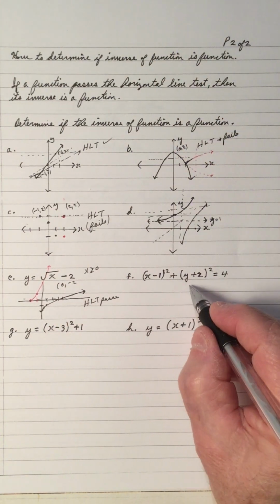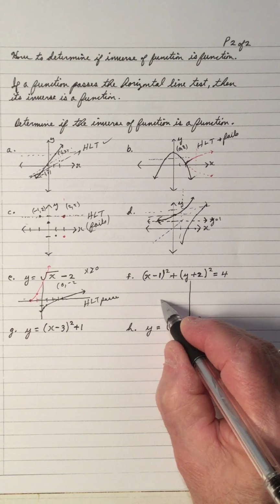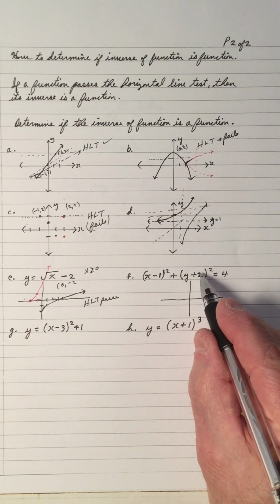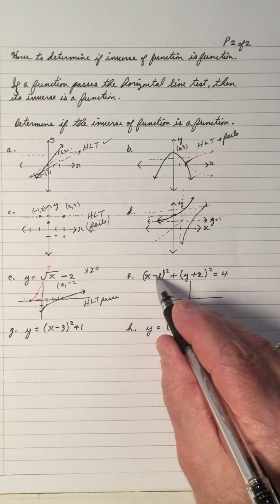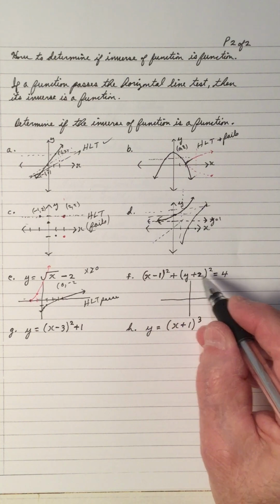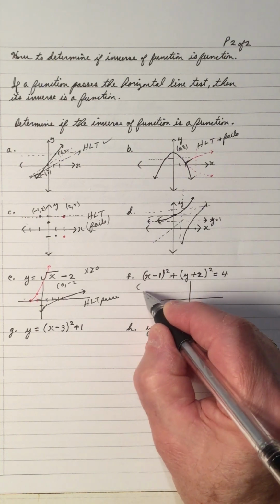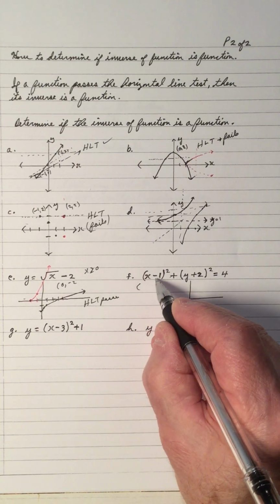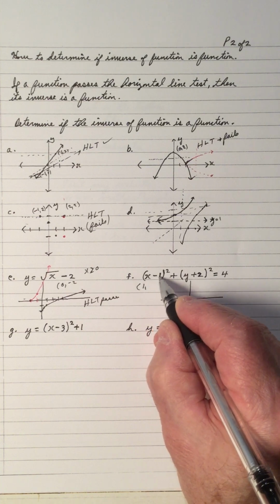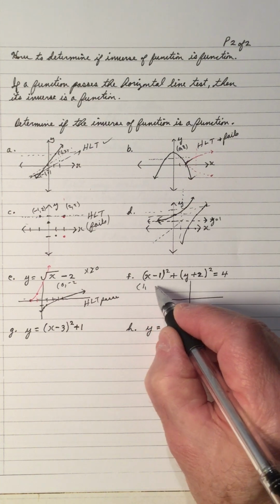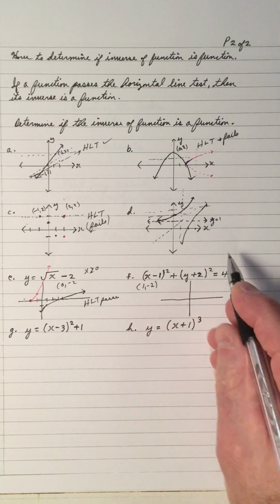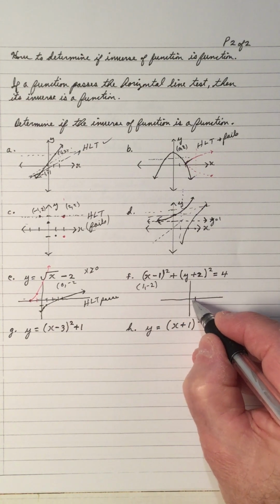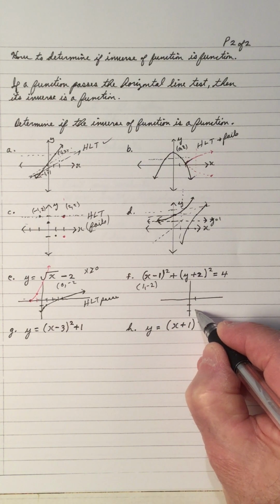And F, we have a circle. We got x squared plus y squared equals 4. We got x minus 1 squared, y plus 2. So the center of the circle is the opposite of negative 1. It takes the 1 to give me a 0, and it takes negative 2 to give me y 0. So the center is 1, negative 2, which is right here.